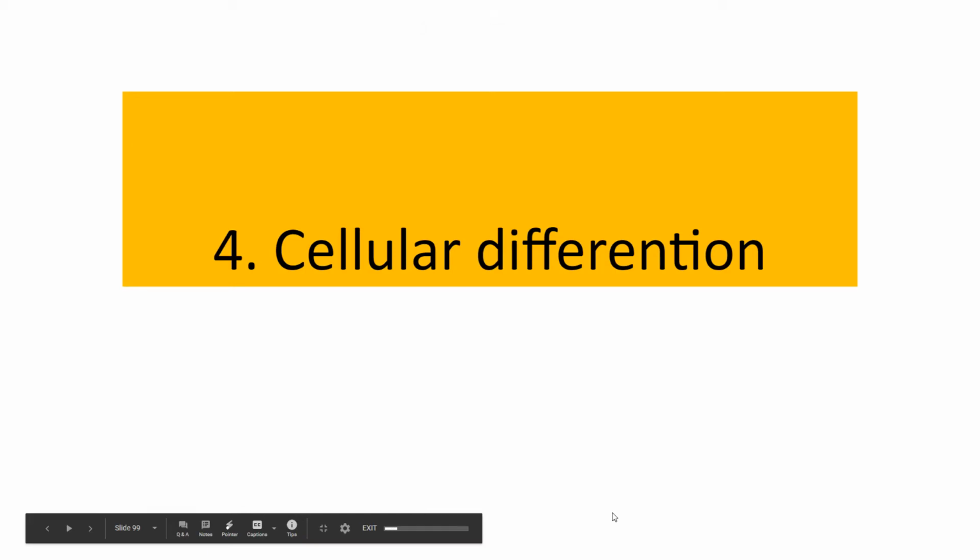Good morning, hires. And today what we're going to do is look at key area 4 of Unit 1, which is cellular differentiation.